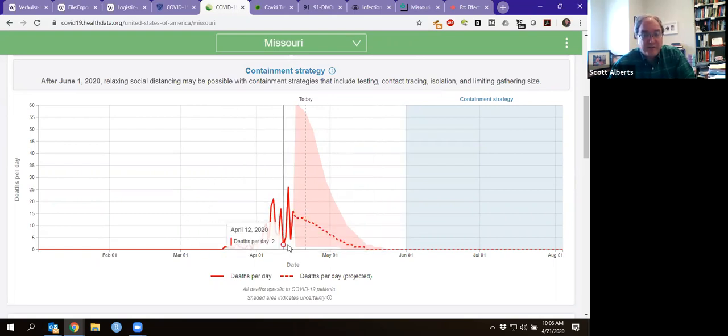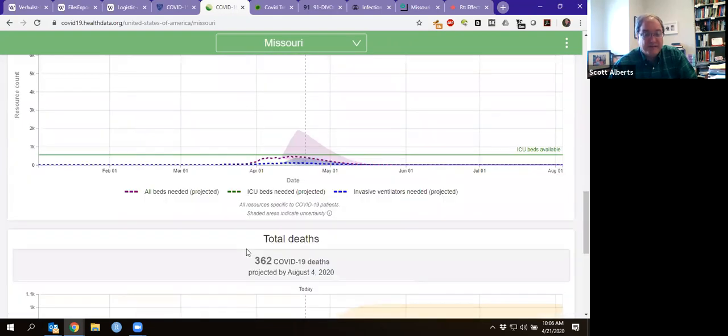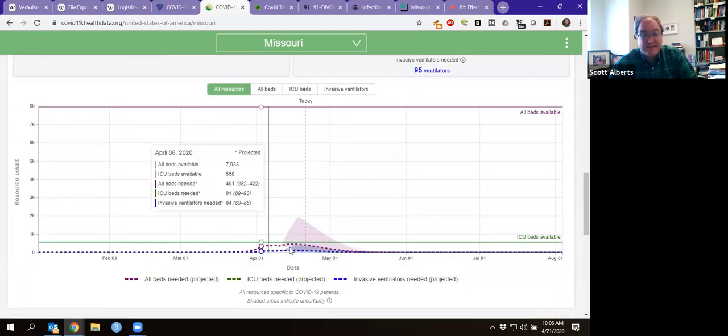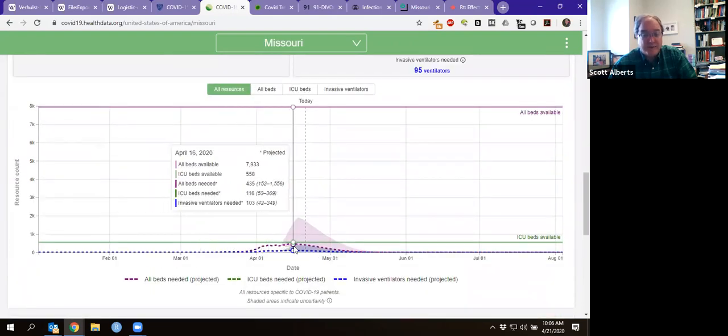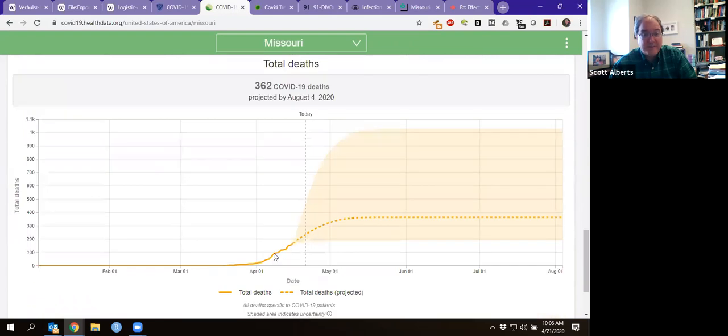Again, you can see the curve is very bumpy. Of course, local data is even more bumpy than national data, which is summarized across places. You can see that we didn't hit the maximum for hospital beds or ICU beds, so that's awesome. And their model predicts 362 deaths.